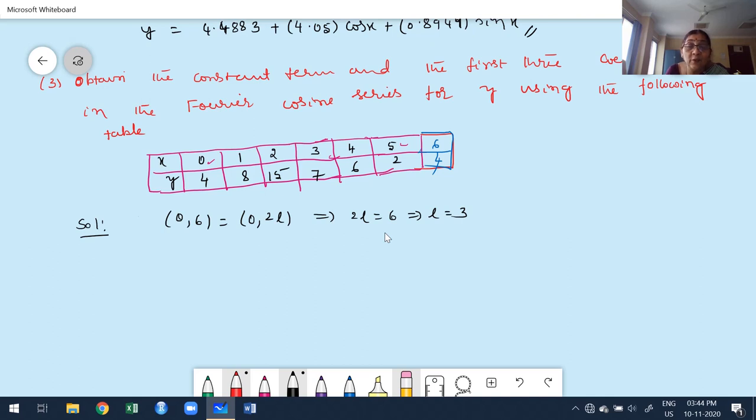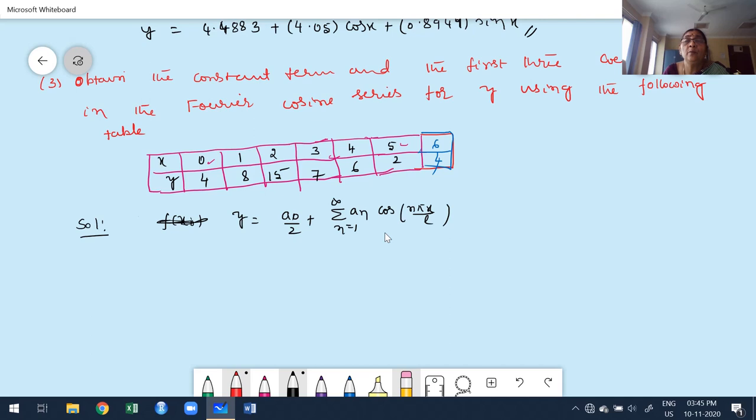Why? Because, just a minute, I'm going to explain. This is the main confusion, and students also do this. I want to construct the half range cosine series, or Fourier cosine series. The formula for the half range cosine series is f of x, here y, equal to a naught by 2 plus summation n ranging from 1 to infinity a n cos of n pi x by L, because the independent variable in the first row is x only.